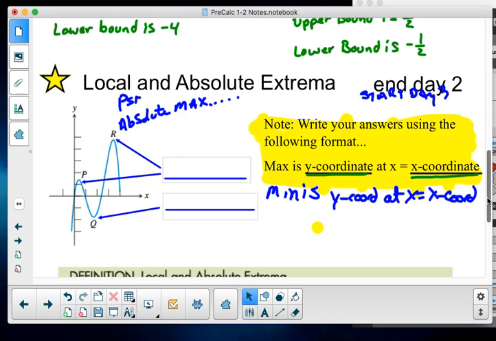I'm aware that in the past you just gave me coordinates of your max and min, but I want to dress it out this way, prepping you for the way you'll dress it out for calc.